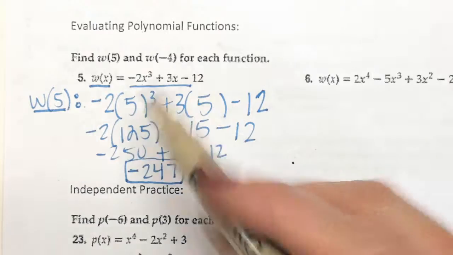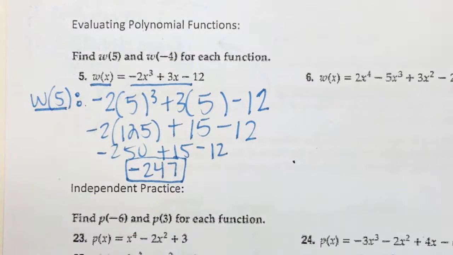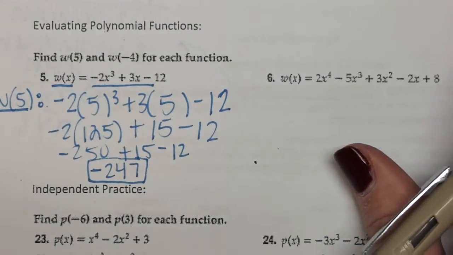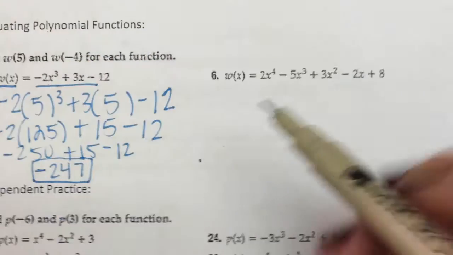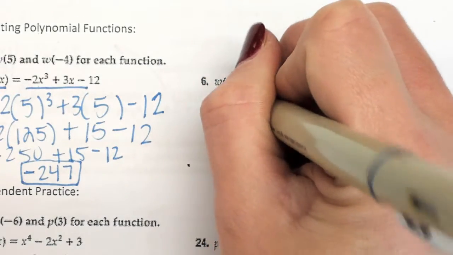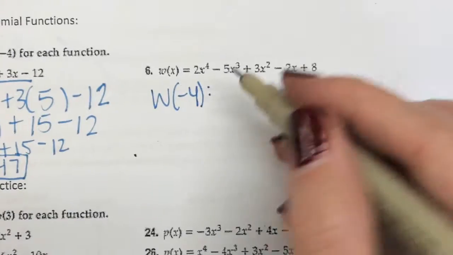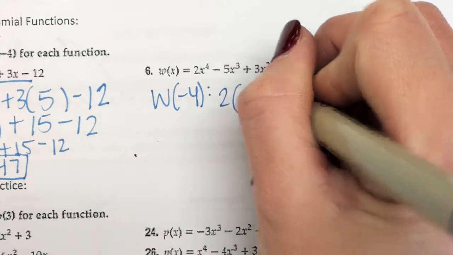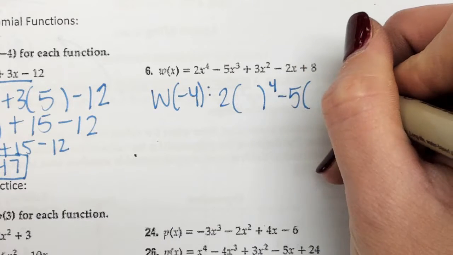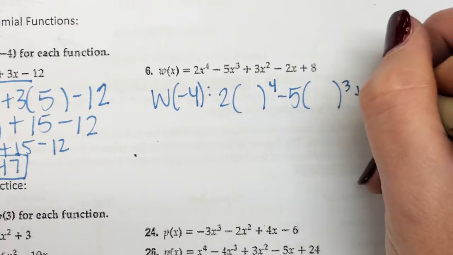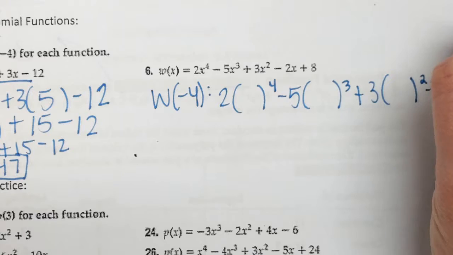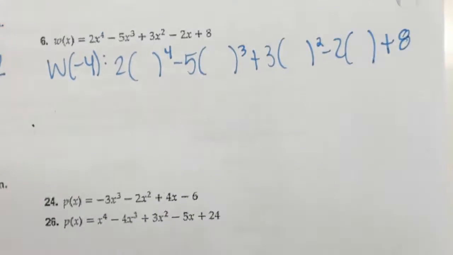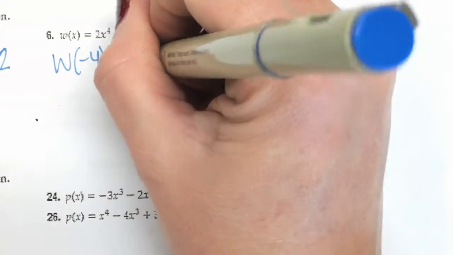So when you're evaluating a function, you should get one number for your answer. No letters involved. Next one we're going to do is find w of -4 for this function. So I'm going to take every x and put parentheses instead of x's right here. So 2 parentheses to the 4th minus 5 parentheses to the 3rd plus 3 parentheses squared minus 2 parentheses plus 8. And then in each parentheses I'm going to put in a -4.